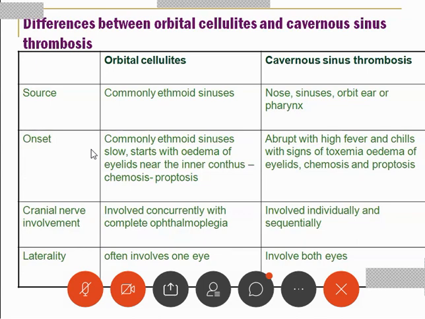You can get it from the nose, you can get it from the pharynx. As I told you previously, all the draining channels into the cavernous sinus are the sourceful points for infection in the cavernous sinus.